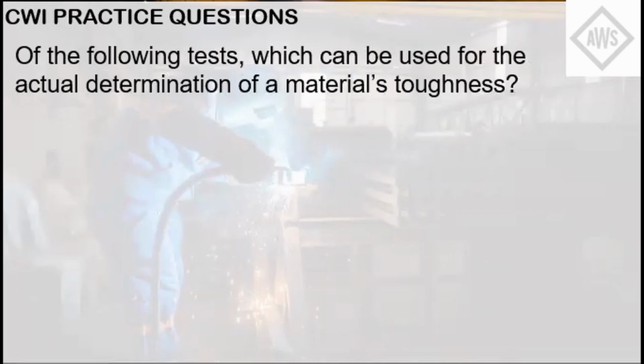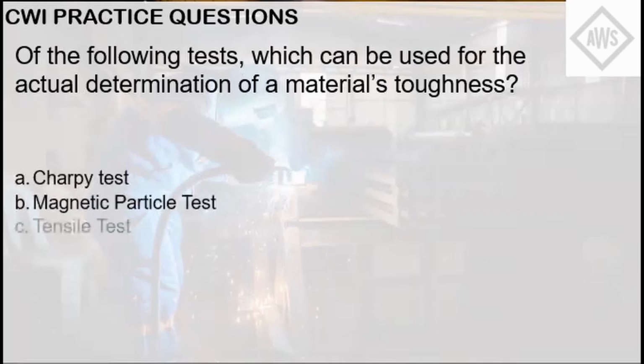Next question. Of the following tests, which can be used for the actual determination of a material's toughness? A. Charpy, B. Magnetic particle test, C. Tensile test, D. Bend test. So what you need to remember here is the test for toughness of a material should be impact. Impact tests normally look for the toughness of the metal.